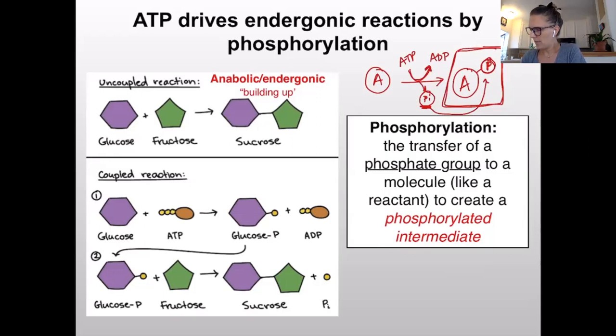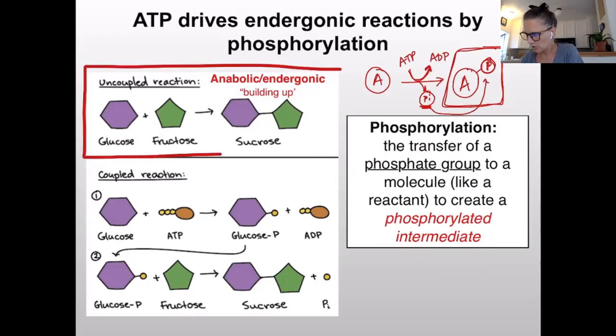If we look only at this top part here, we are looking at a reaction where we build up, so it's going to be anabolic. We're building up glucose and fructose to create sucrose. So this is anabolic. It's going to be endergonic, meaning, again, you need an input of energy. This is going to be a positive delta G. It's not going to be spontaneous, right? So this is the uncoupled reaction. It takes a lot of energy.